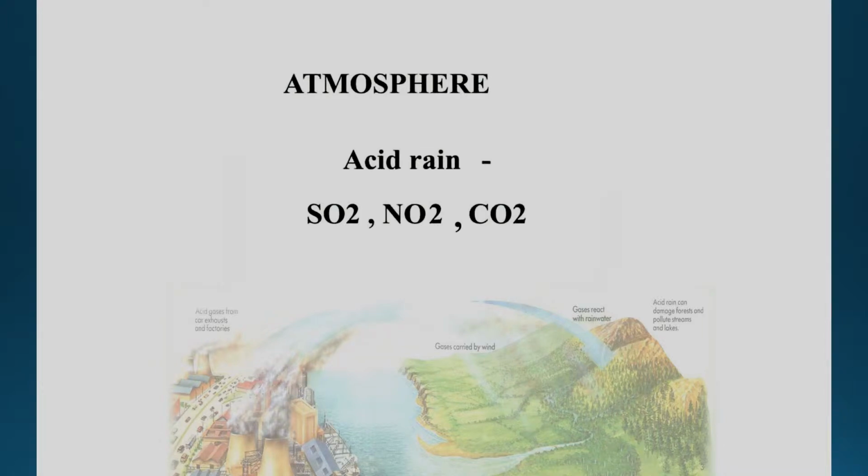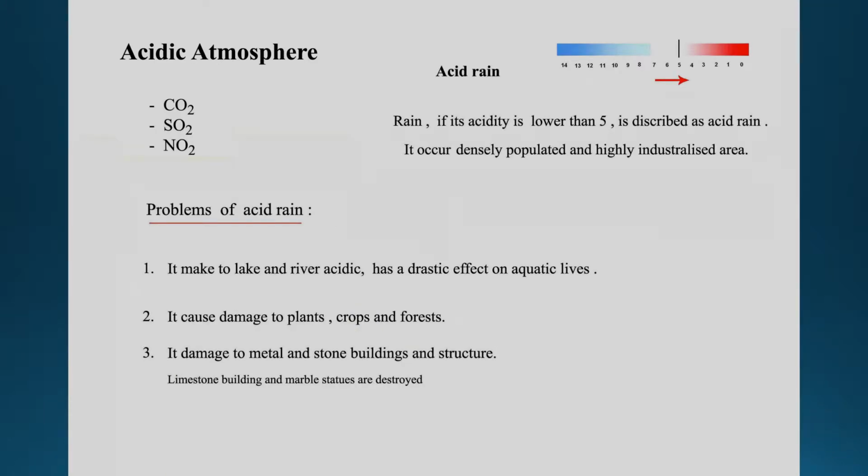Acid rain. If the pH is lower than 5, we call it acid rain. What sort of area is causing acid rain? It usually comes from highly industrial areas.